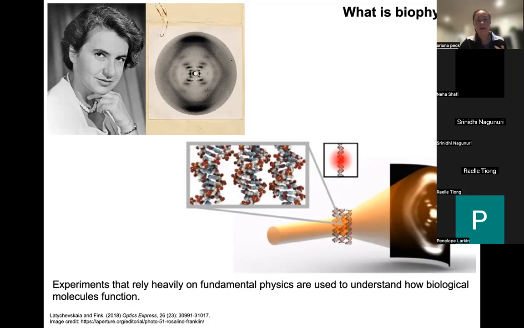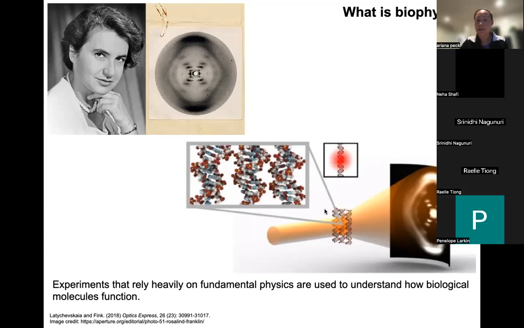One of the seminal experiments early on in this field was carried out by a British chemist named Rosalind Franklin, and her portrait is shown in the upper left of this slide. Rosalind Franklin and her colleagues were really interested in what the structure of DNA was. This was in the 1950s, and at that time, the structure of DNA was still unknown. The experiment she performed was to get a bunch of DNA molecules in parallel, as shown in the schematic down here. And then she illuminated them all with an X-ray beam.